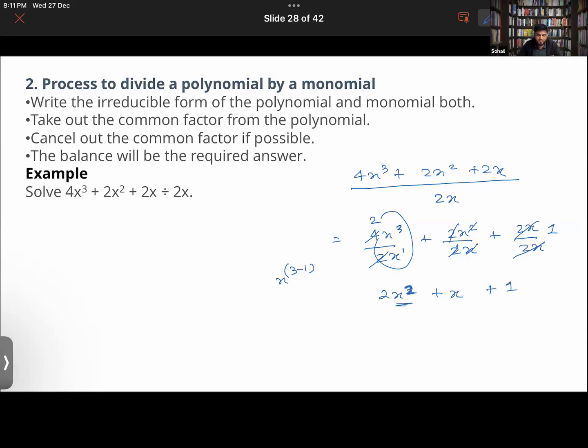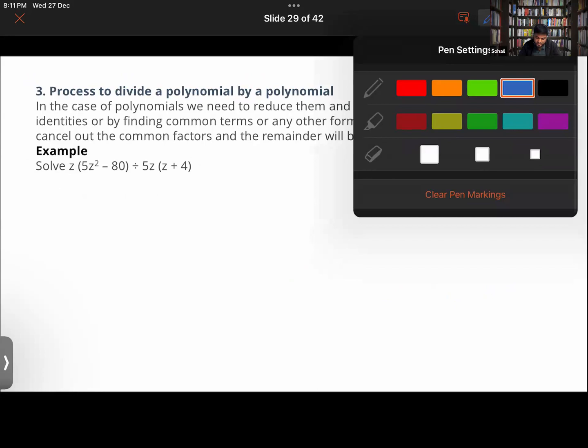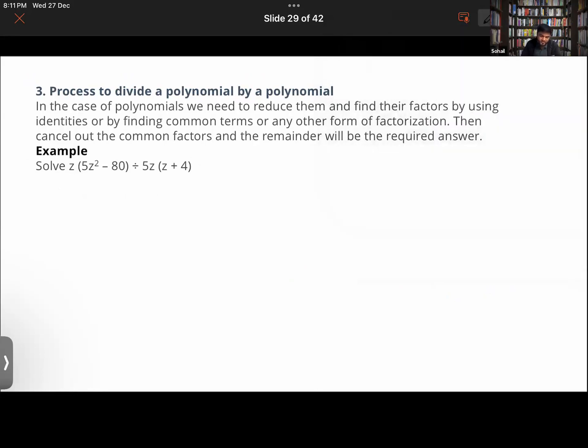Now it's time to take some more difficult questions like this one. Here we are basically dividing a polynomial by another polynomial. Polynomial, everyone knows. Expression having two or more than two terms. So for example, let's take a simpler question.